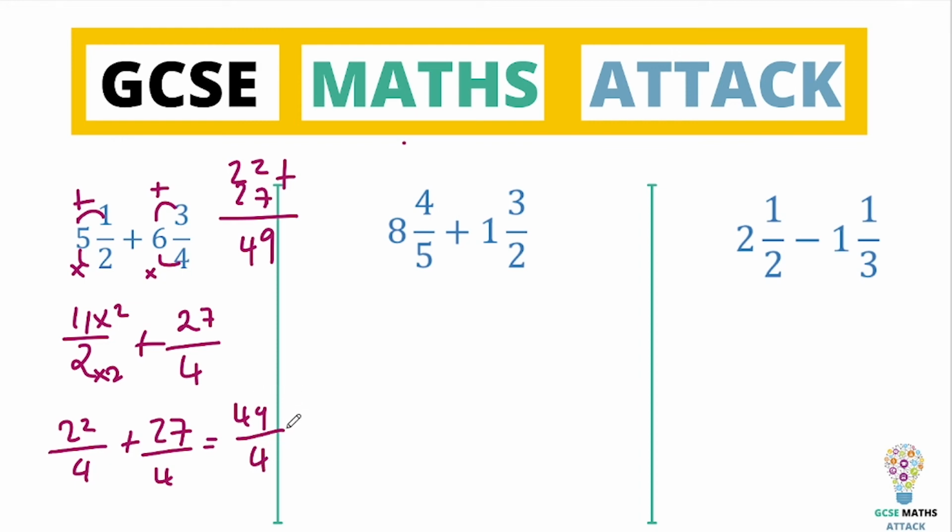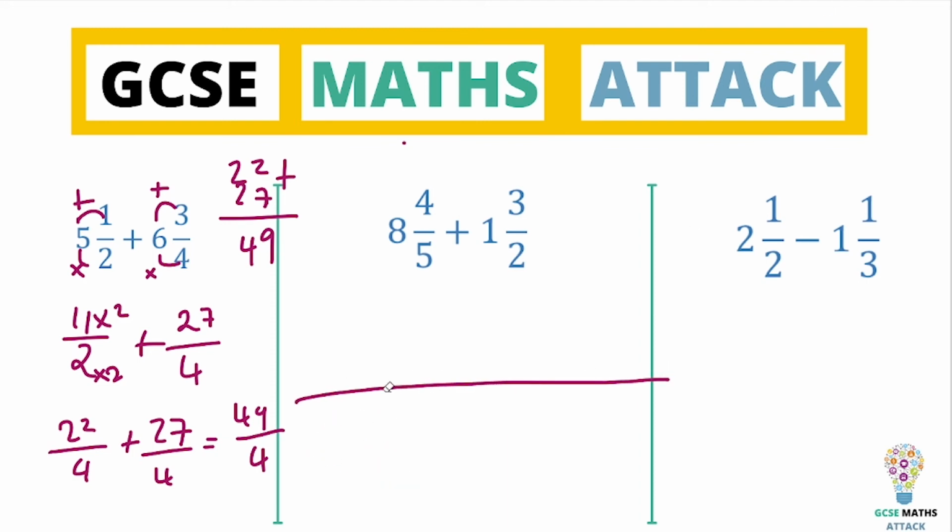Now, I can change that back into a mixed fraction. So how many times does 4 go into 49? That is 12. The 4 remains the same. 12 times 4 is 48, and I have a remainder of 1. So that will be my answer.